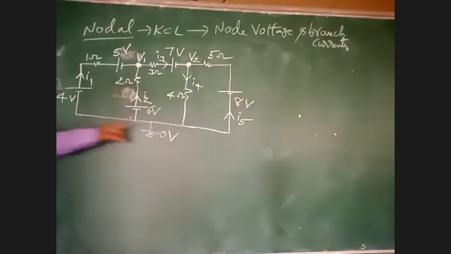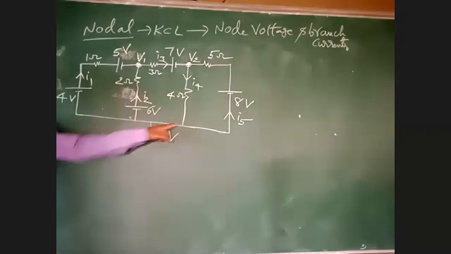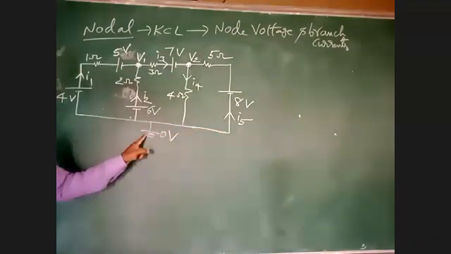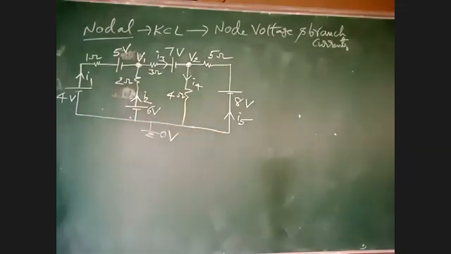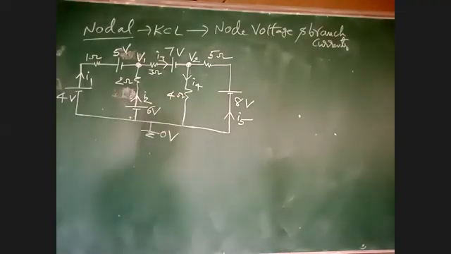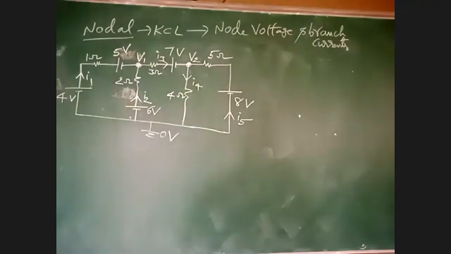This branch is connected here. This branch is connected here. This branch is connected here. All branches are connected to this common point. That's why we are taking it as the ground node. All the branches are connected to one common point, which is taken as the ground node.